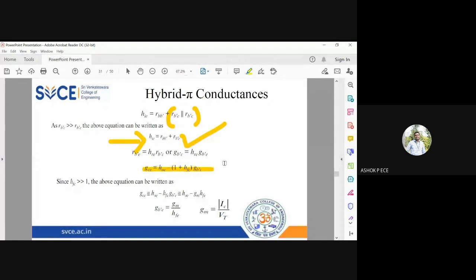Derivation is not in your scope, so don't worry about the derivation. Understanding the final formula alone is enough from an exam point of view. That's why I have not given the derivations here. Okay, derivation is not there in your syllabus. You need not worry about that.